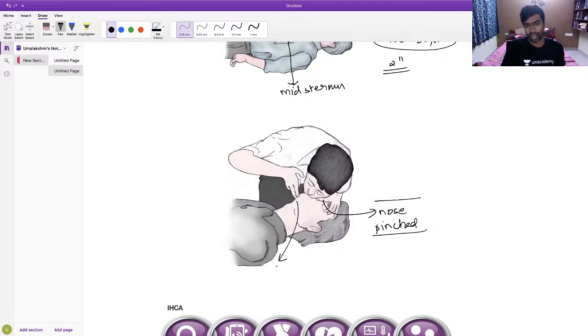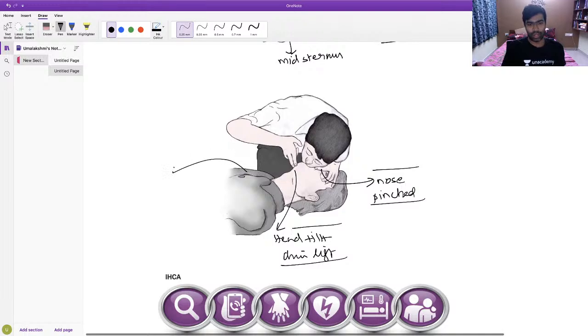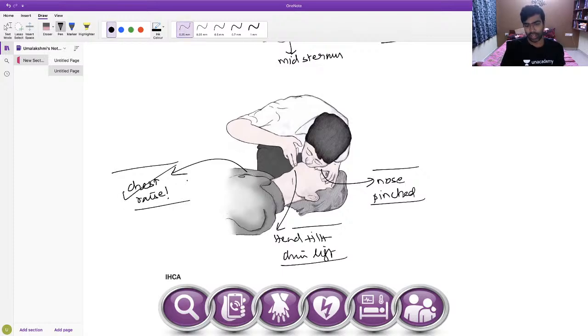And this is the head tilt chin lift maneuver, which is again quite important. Finally, whenever you give mouth-to-mouth resuscitation, you need to watch for the chest rise. That's very important. If the chest doesn't rise properly, then you're not giving proper resuscitation in any airway. It could be an advanced airway, a basic airway, or no airway and you're giving mouth-to-mouth resuscitation. This chest rise is really, really important.